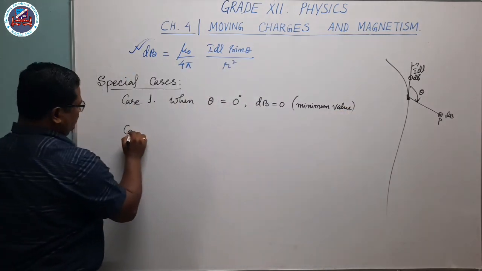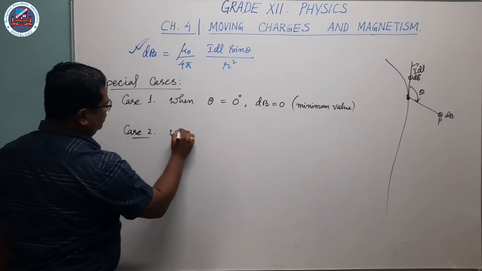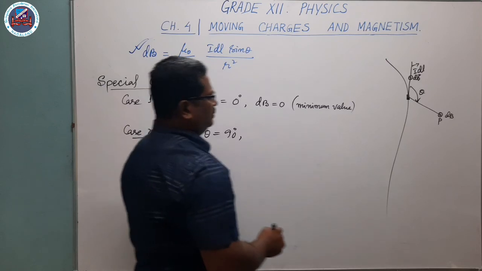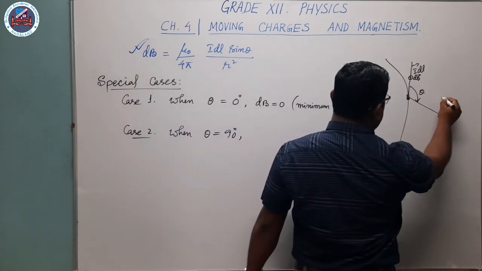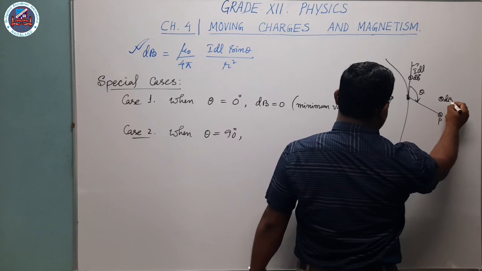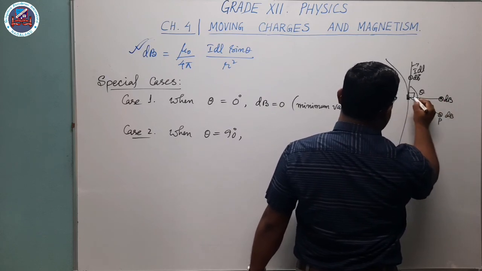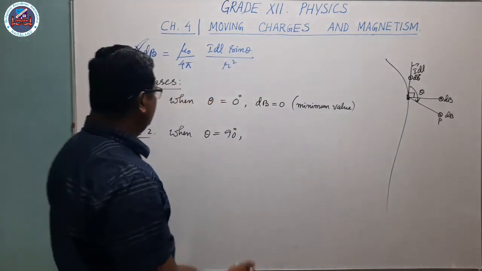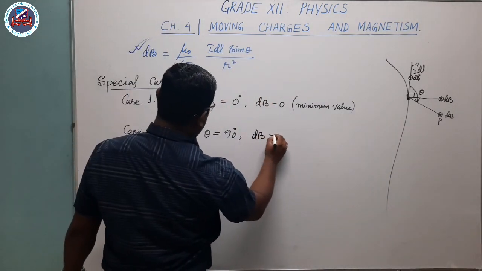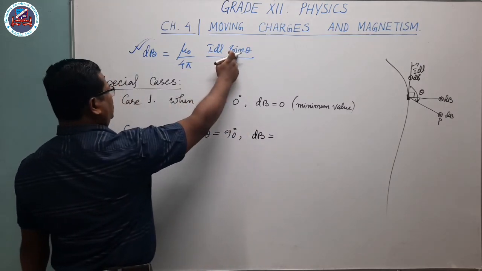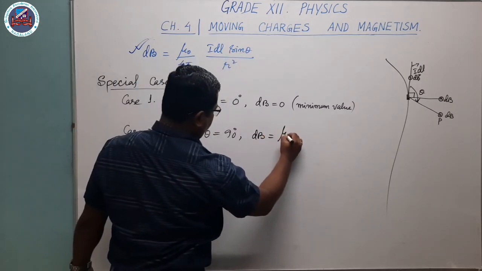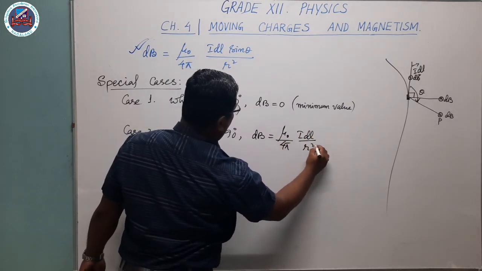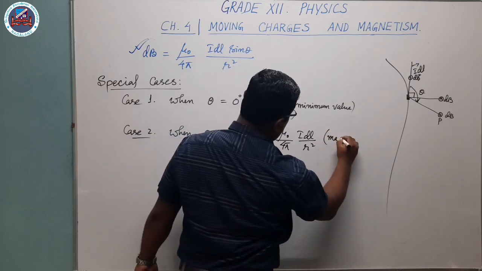But in the second case, when theta is equal to 90 degree, suppose dB I am taking at this point, it is making an angle of 90 degree, then at 90 degree it will have maximum value. Sin 90 degree is equal to 1, so dB will be mu naught by 4 pi, I dL divided by R square. You will get a maximum value.